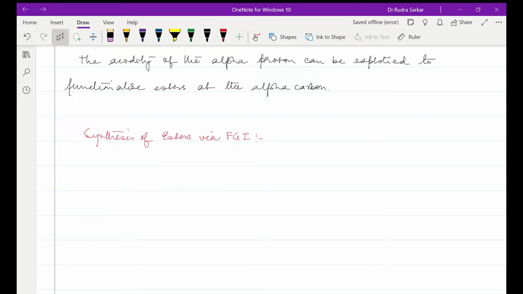Esters of the type RCO2R prime can be synthesized from carboxylic acids such as RCO2H, and it will involve the acyl substitution in which the OH will be acting as a leaving group and will be replaced by OR.